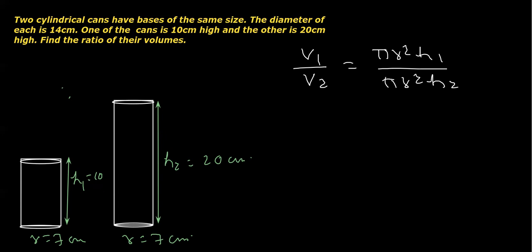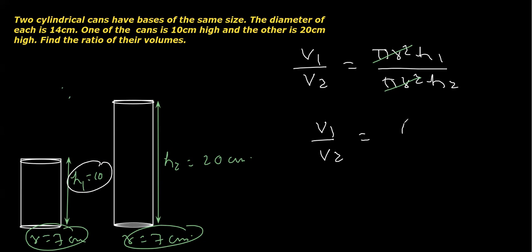Now this way what happens is that we can cancel this pi r square as the radii are the same, right? As you can see, the base radius is same, so we can reduce them as they have the same values. Now, in turn, we have to get the ratio of the volume of these two cylinders. I can replace H1 with 10 and that of H2 with 20. It gets reduced to 1 by 2.